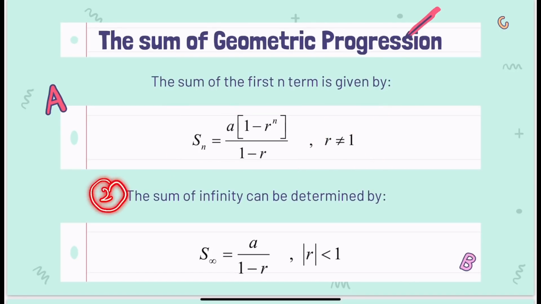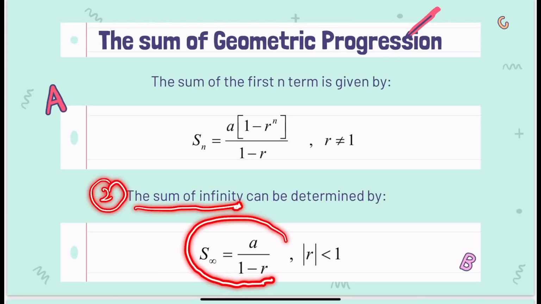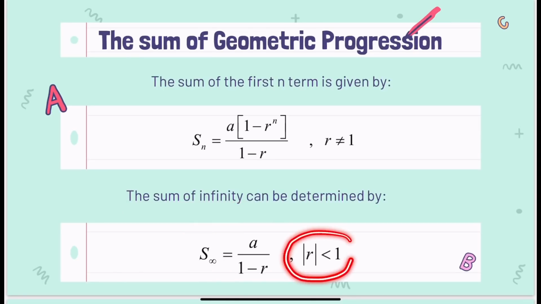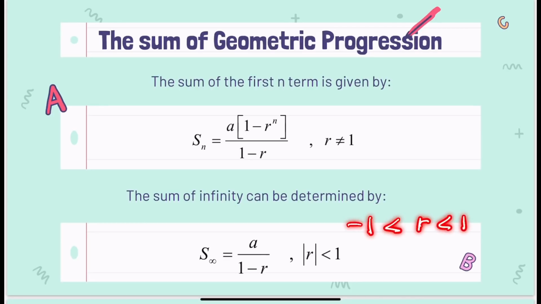The second one is the sum of infinity. You can determine the sum of infinity by using the formula S infinity equals a over 1 minus r, where modulus r is less than 1. So what does it mean, modulus r less than 1? It means that S infinity is only valid for r between -1 and 1 only.